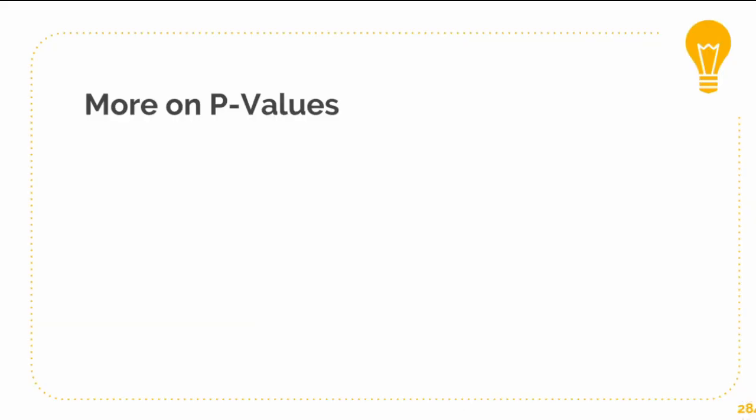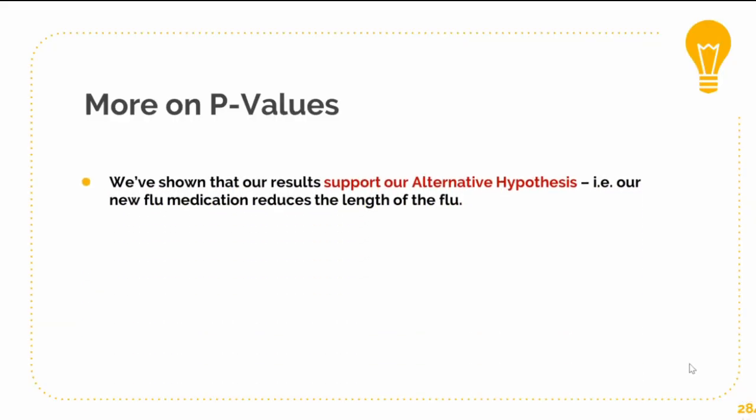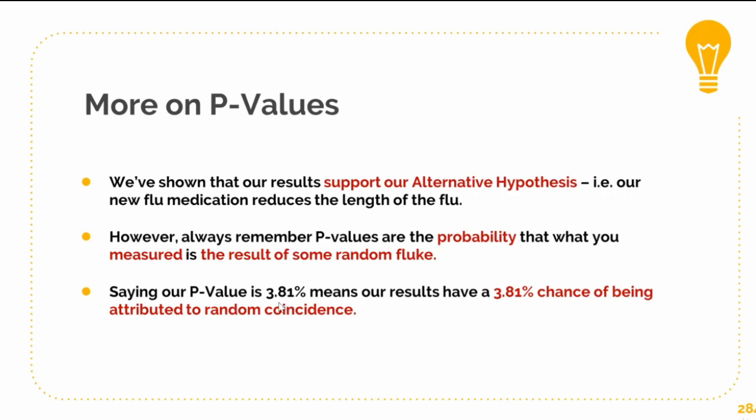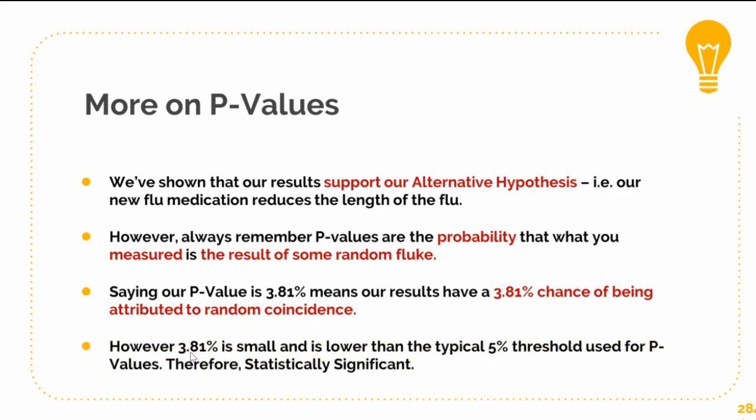So let's talk a bit more about p-values. So we've shown that our results support the alternative hypothesis, and that is our new flu medication reduces the length of the flu. However, always remember p-values are the probability that what you just measured is the result of some random fluke. So saying our p-value is 3.81% means our results have a 3.81% chance of being attributed to random coincidence. However, 3.81 is small, and it's typically lower than the 5% threshold used for p-values, and therefore we can say our results from our experiment are statistically significant.